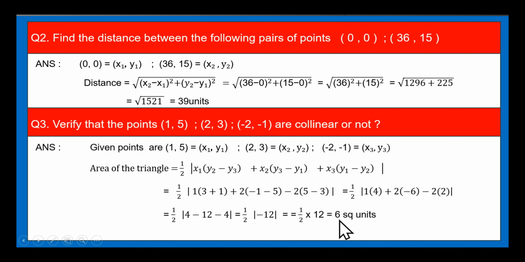If the area of the triangle is 0, then you can say that the points are collinear, because if 3 points lie on the same straight line, then no triangle may be formed. If the triangle is formed, then there may be some area. If the triangle is not formed, then if you find the area, you will get 0. Here, as you get area of the triangle is not equal to 0, so the given points are not collinear.